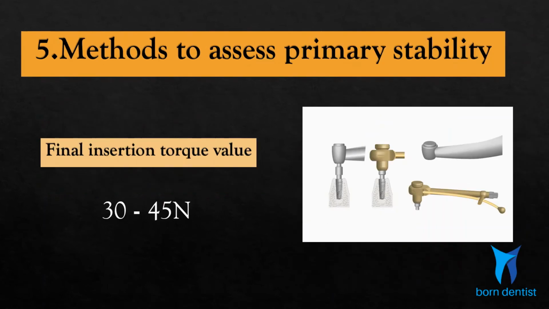The important thing is to assess the primary stability after placement. There are several methods actually. Well, the easiest is to record the final insertion torque from the physiodispenser or from a torque wrench. The ideal value is 30 to 45 Newton centimeters, which is safe to load.